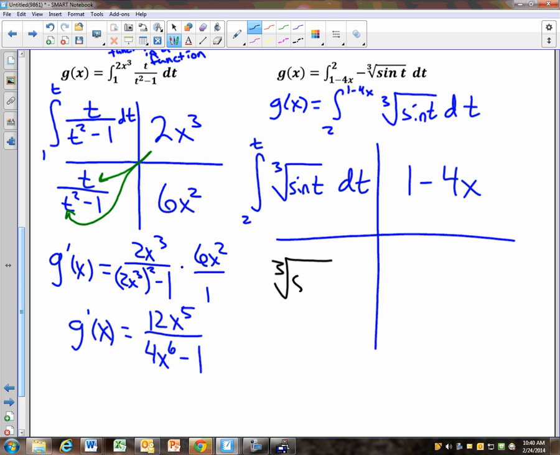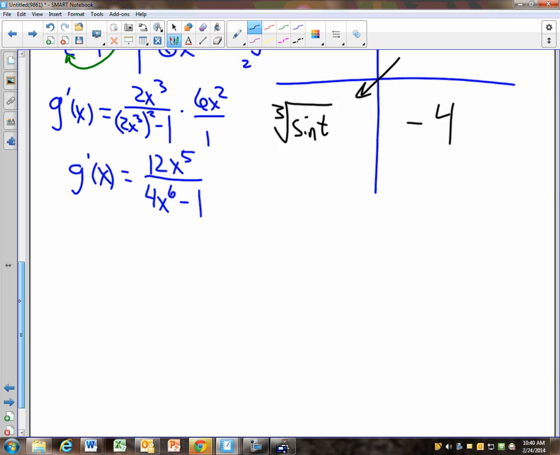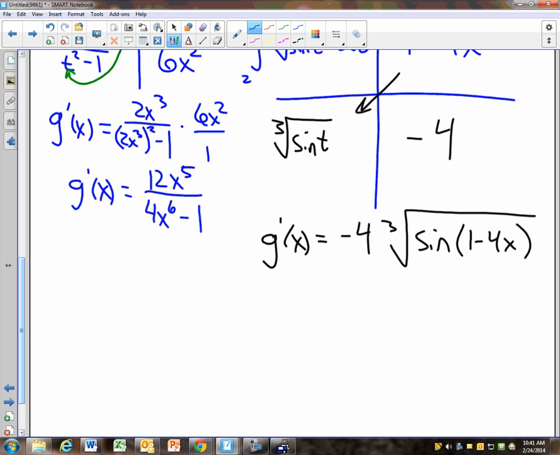Cubed root of sine of t. Very good. So I'm going to put this in there for the t. What is the derivative of 1 minus 4x? Negative 4. So now all I need to do is multiply the two together. So what we have is g prime of x is equal to, go ahead, you said? Thank you. So, that's it.